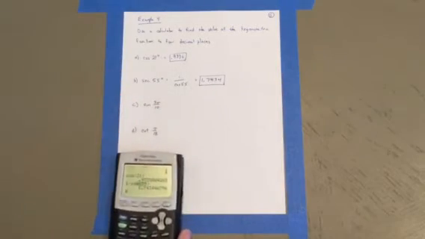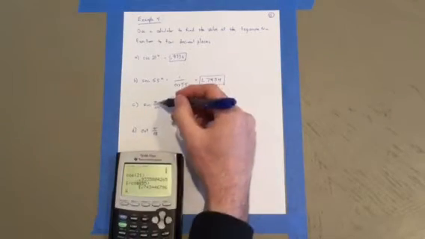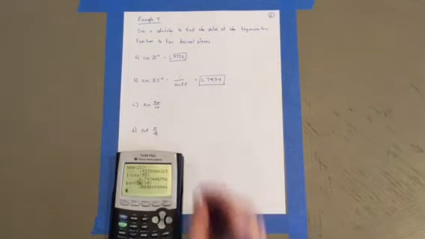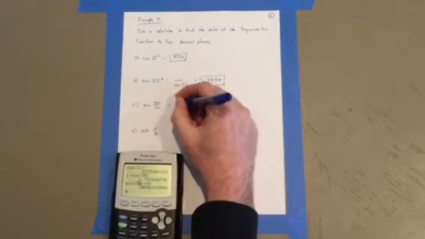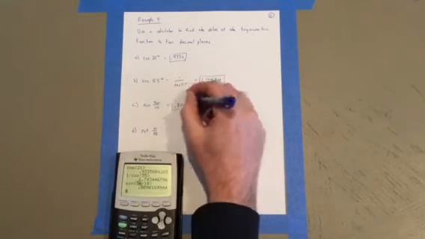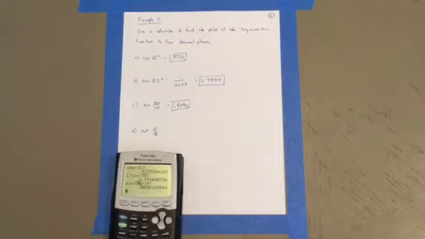For C and D, now we don't have degrees, we have radians. So I go back to mode, and change my mode to radians, and now I'm ready for radians. So sine 3 pi divided by 10, so 0.8090.